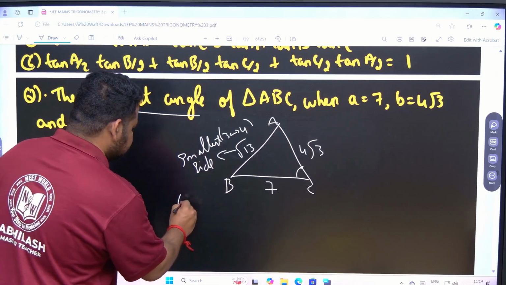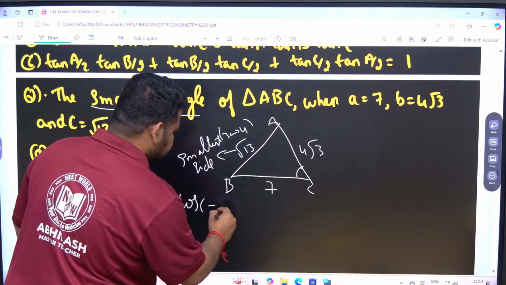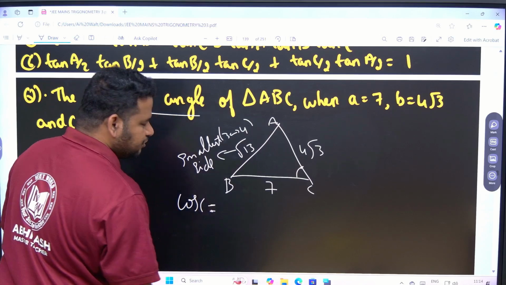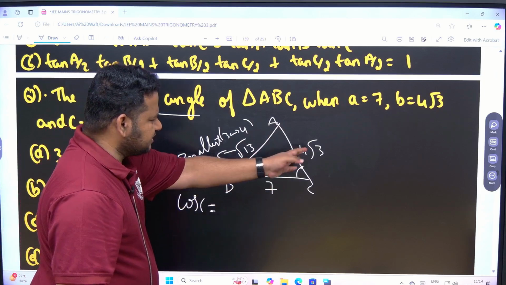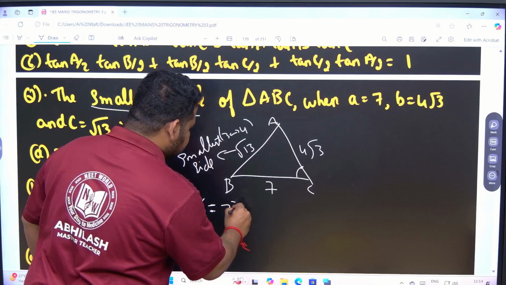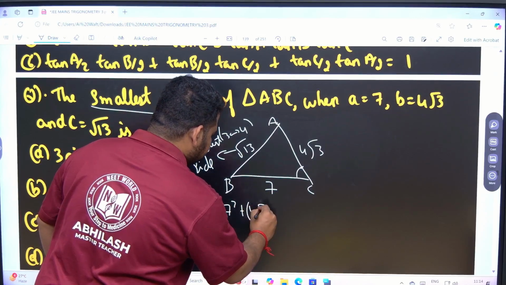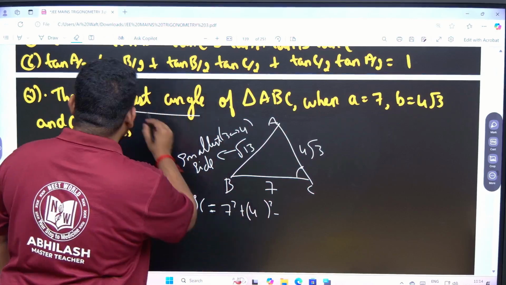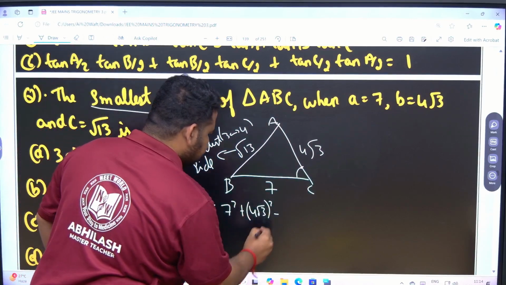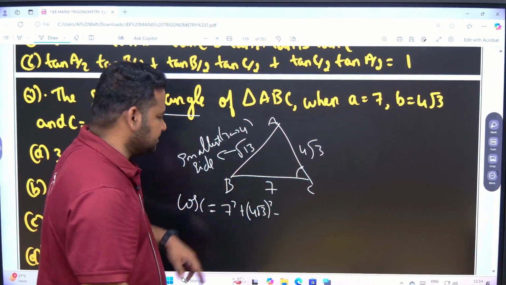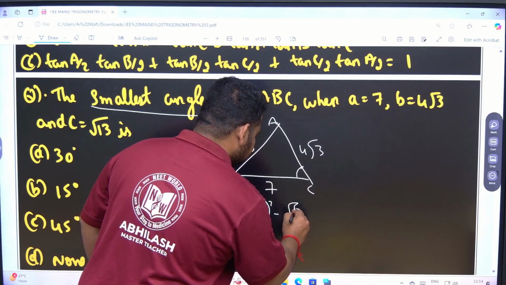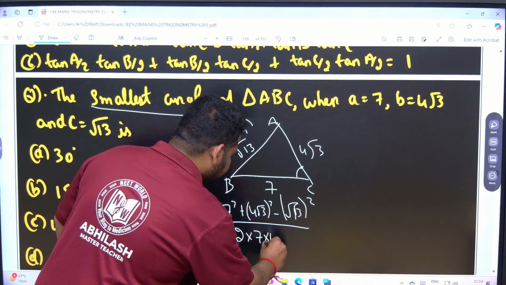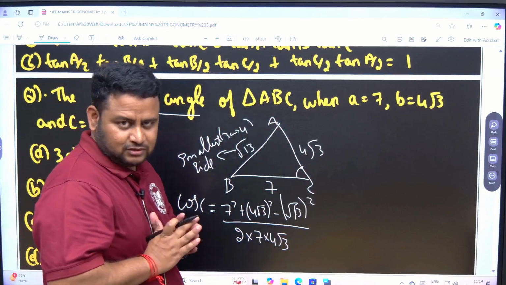So cos C is what, friends? Let us write the formula first for your understanding. Cos C is nothing but what? The angle C is formed by these two sides. So instead of writing the formula, let us write this. This is 7 square plus 4 root 3 square minus this opposite side square. This is root 13 square, divided by 2 into 7 into 4 root 3. Got it? 2 into 7 into 4 root 3.